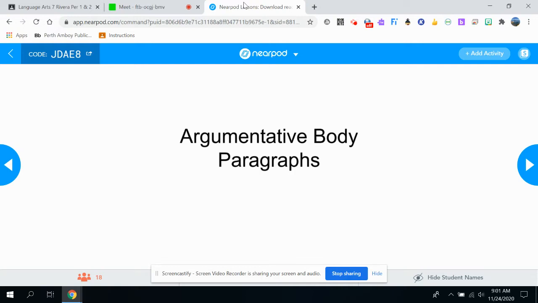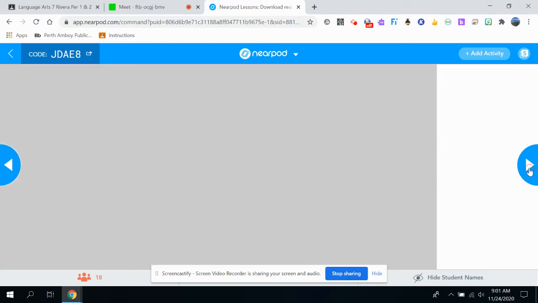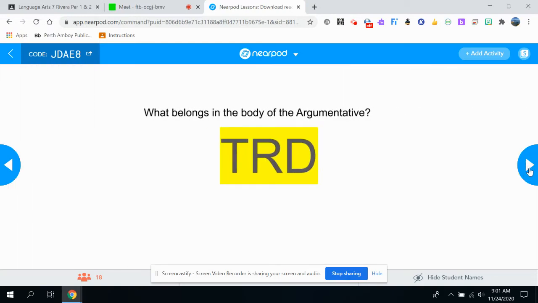So this is just a little strategy guide for what I'm supposed to put in my body paragraphs, which is basically the heart of your essay. Occasionally you'll have a couple of questions to answer, so make sure you're actually paying attention to this. This is a little easy guide to remember what belongs in the body of the argumentative. There are three letters, T, R, and D. If you remember the T, the R, and the D, it's a good foundation for what you're supposed to put in your argumentative.